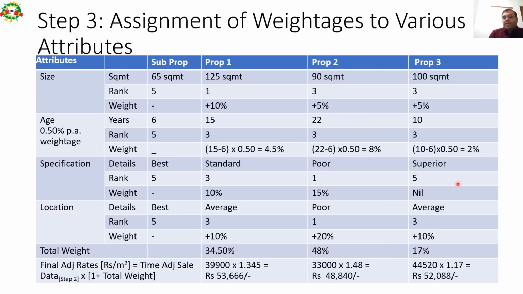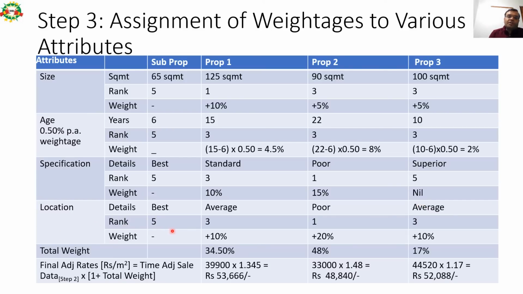In case of property 3, that is superior, so it has the best ranking of 5. So the rank of the subject property and property number 3 are the same on this parameter. So there is no requirement to make any price adjustment. Nil weightage will be given to this parameter for property number 3. And the fourth parameter is location.